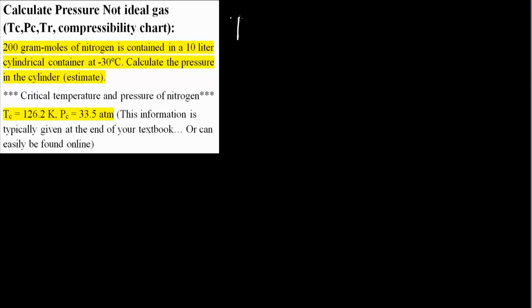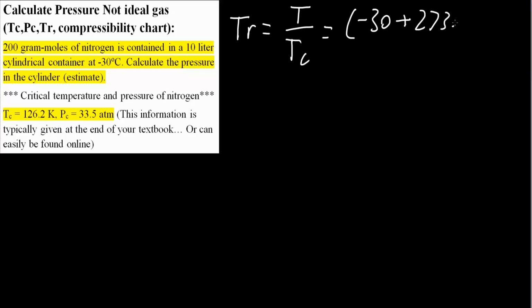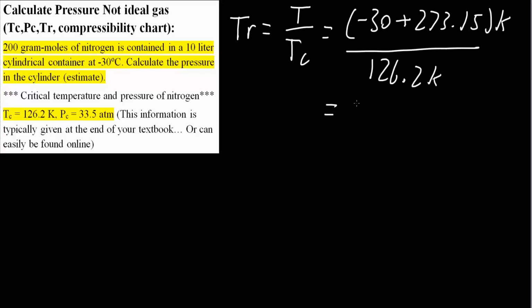So we will calculate TR, which is equal to temperature divided by the critical temperature, TC. TC is in Kelvin and temperature is in Celsius, so we need to convert Celsius into Kelvin. So we have negative 30, and if we add 273.15, this becomes Kelvin. And we would divide by TC, which is 126.2 Kelvin. So this would give us TR as 1.93.